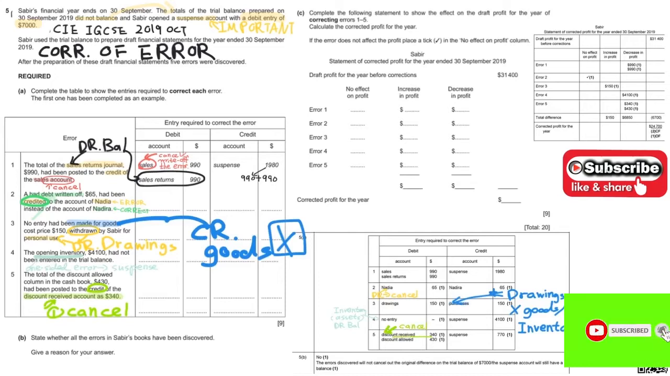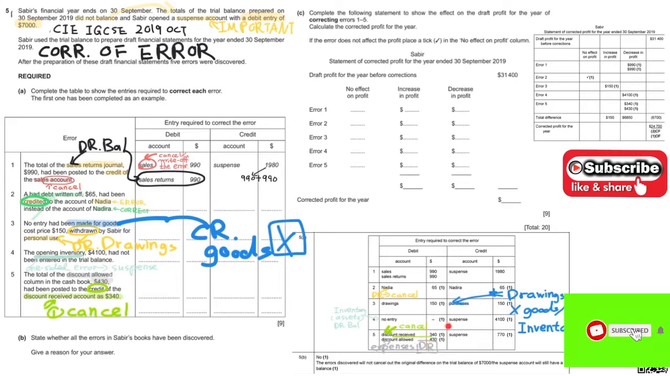Next, something is missing, as you can see here. The discount allowed, we have to do it, but they haven't done it. So we have to put it back into our analysis. The discount allowed is an account of expenses, so we need to do it on the debit side, for expenses. Now I would like to remind you that this is 430, this is 340. Don't make it wrong. Then you can add it up, so it will be 770.